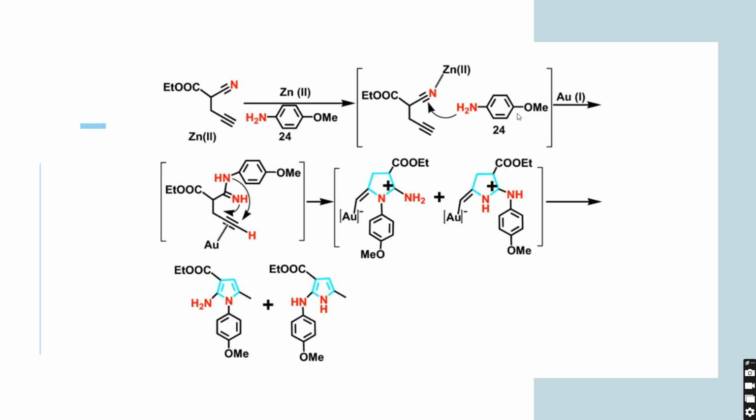And then the gold catalyst is going to activate our alkyne here, and we have the two possibilities of alkyne attack, which is one by imine and the other by amine. Okay, and thus we will get these two different substituted pyrrole products.